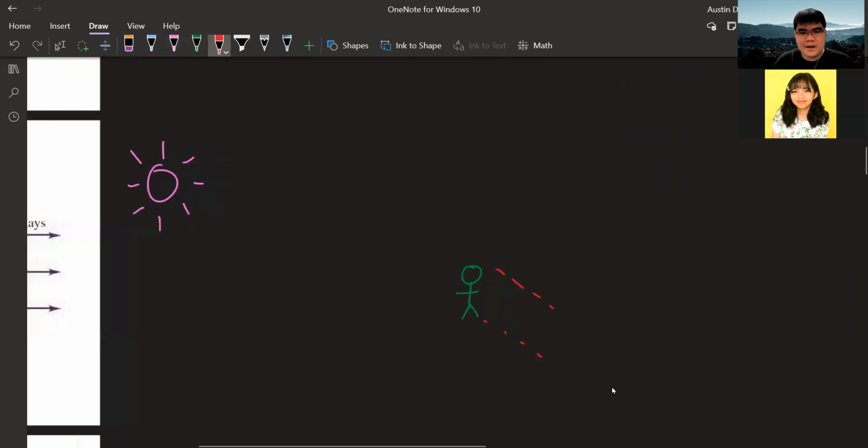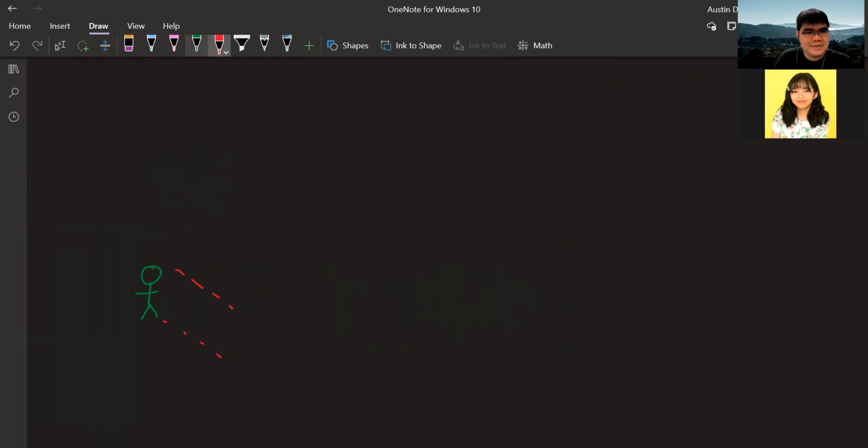Unlike flashlight, kunyari buksan mo yung flash ng camera mo. Bukas ka ng flashlight ng cellphone mo. Pansin mo, na pag tumayo ka dyan, yung shadows mo would become like this. Okay? So, yung shadow mo, yung itsura niya, pero dito malaki.